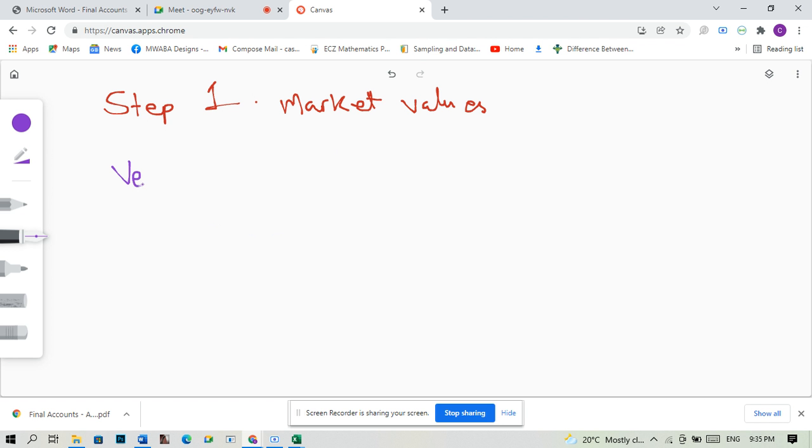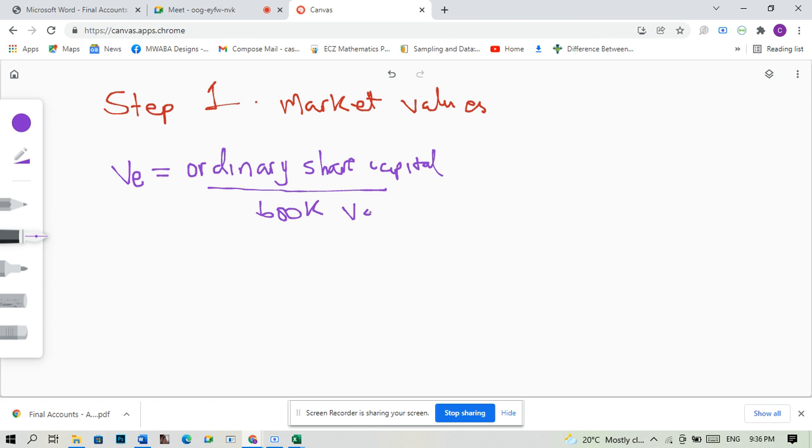So VE, okay, equals ordinary share capital, which can also be just said the value of the equity, okay, value of equity or ordinary share capital, over the book value of the ordinary shares, book value of ordinary shares, okay, and then we're going to multiply this by the market price of the ordinary shares, okay, the market price of the ordinary shares.